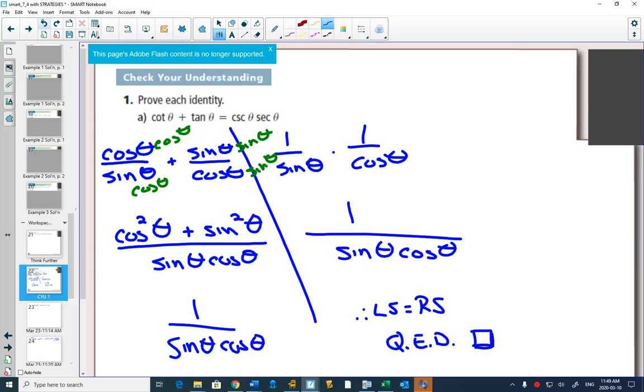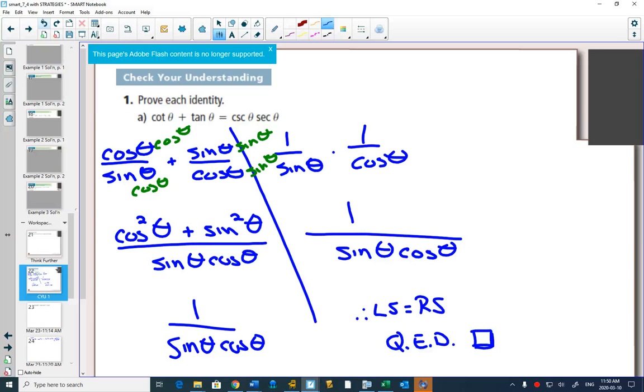Did I tell you about the ladies and gentlemen exam? There was an exam once with a proof like this, and the student wrote, "Ladies and gentlemen, it is obvious that cotangent theta plus tangent theta equals cosecant theta secant theta. No work needs to be shown. The proof is done." Did you at least give him a 0.5 for that? No. LS equals RS, please.